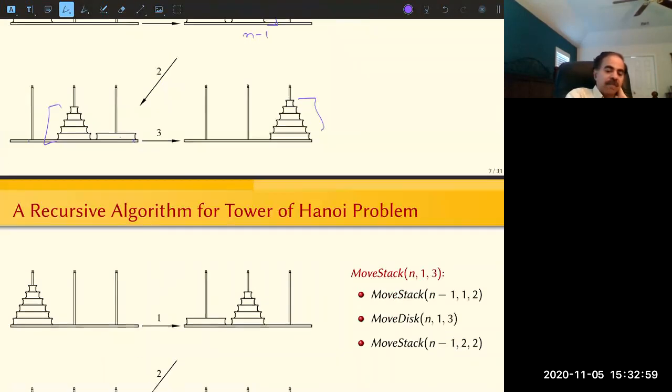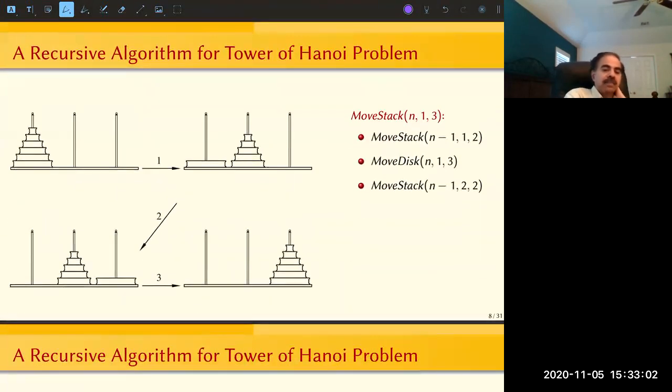So if you write that down as an algorithm, here is an algorithm, move stack, which takes 3 parameters. The first parameter is the number of disks that need to be moved. And then you have 2 other parameters that specify where you start from and where you end up. So you are starting from peg 1, and you want everything to end up on peg 3.